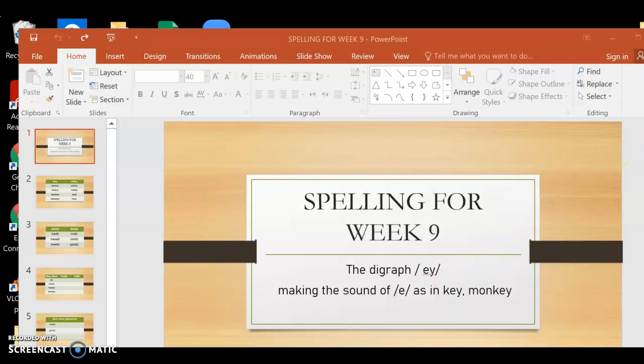Welcome to week 9 of our spelling this week. This week our phoneme is EY. So that's a digraph, EY, 2 letters making one sound, as in the sound of E, as in key, monkey. So you can see the letters EY at the ends of the word, but we say it as E. So let's explore EY.